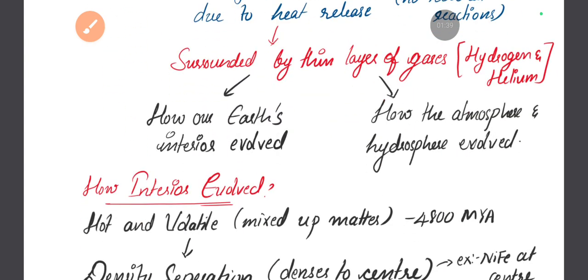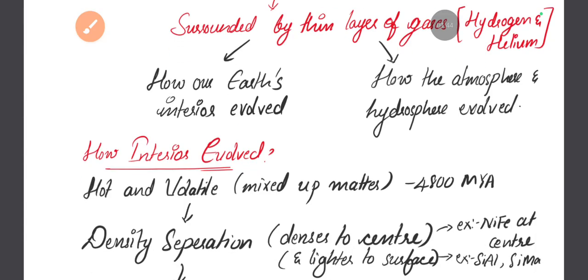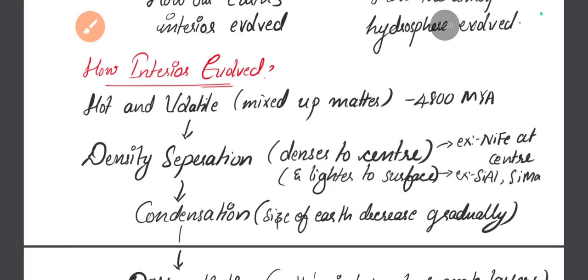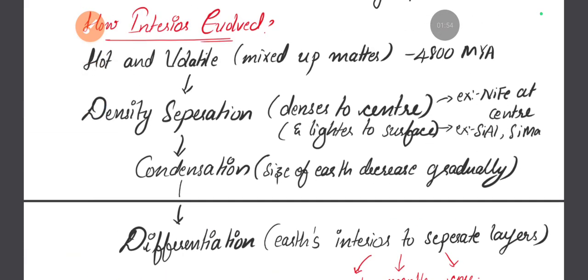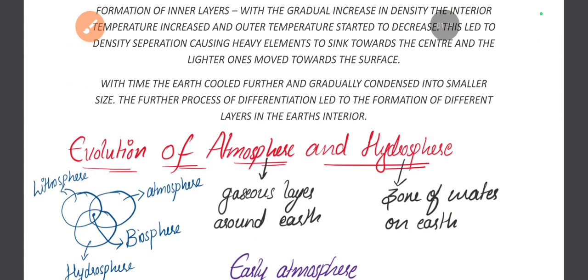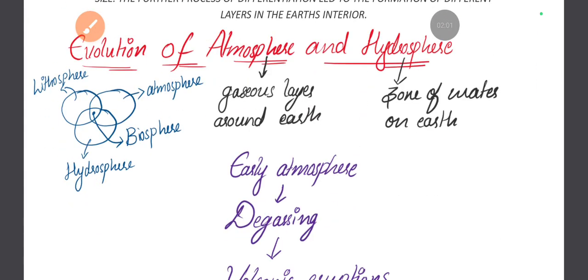I have told you that evolution can be studied under two broad headings. One is how the earth's interior evolved, and the second is how the atmosphere and hydrosphere have evolved. I've told you there are important steps like density separation, condensation, differentiation. These are the different steps involved for the interior of the earth to evolve.